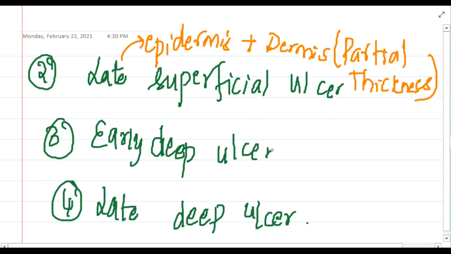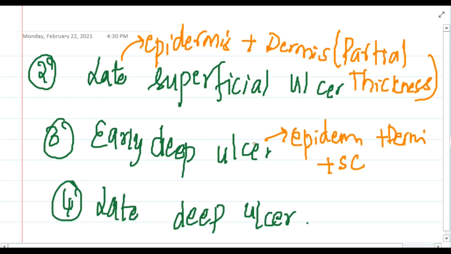Then in early deep ulcer, there is loss of epidermis plus dermis along with the subcutaneous tissue, right? So that is early deep ulcer. In late deep ulcer, along with the subcutaneous tissue, even the muscle is lost and bone is exposed. So this is about the stages of pressure sore which should be remembered.